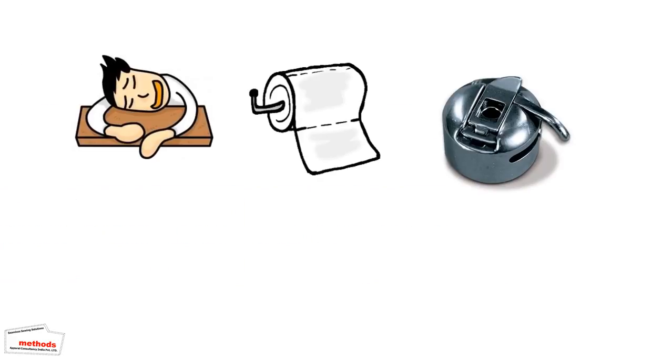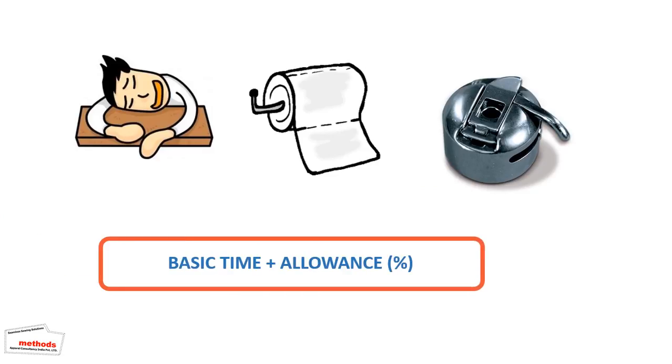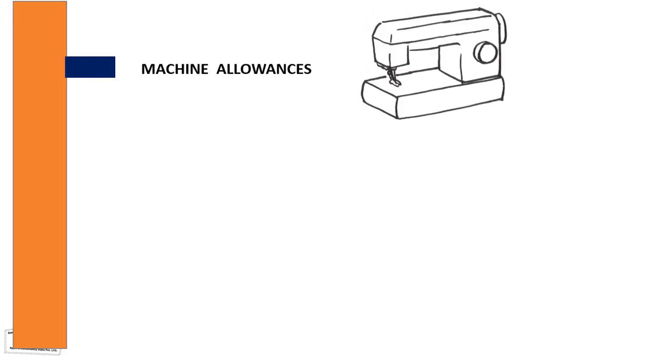Allowances for recovery from fatigue, personal needs, or any other periodic activity such as bobbin and thread changes, etc. are added separately by a percentage addition to the basic time. Allowances mainly depend on the nature of the job and at times on company policy. Let us first discuss all the different allowances and then we will see how they are actually added to the basic time. So first there are machine allowances, then we have PNF or personal and fatigue allowances, and then contingency allowances.